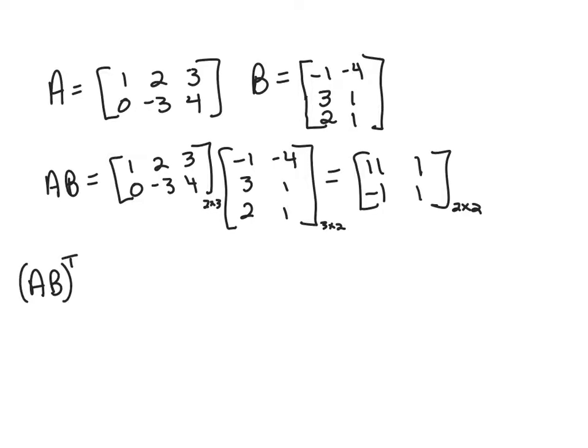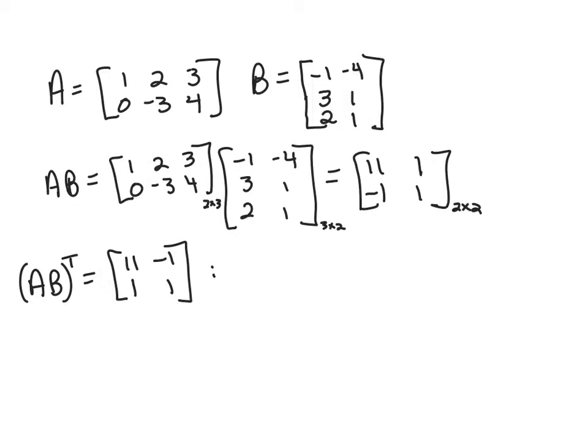AB transposed will be: row 1, column 1 stays the same, but the top row becomes the first column here in the transpose. So that 1 moves down here. Row 2 in the original becomes column 2 in the transpose. And what you see is that we just flipped it on the diagonal.